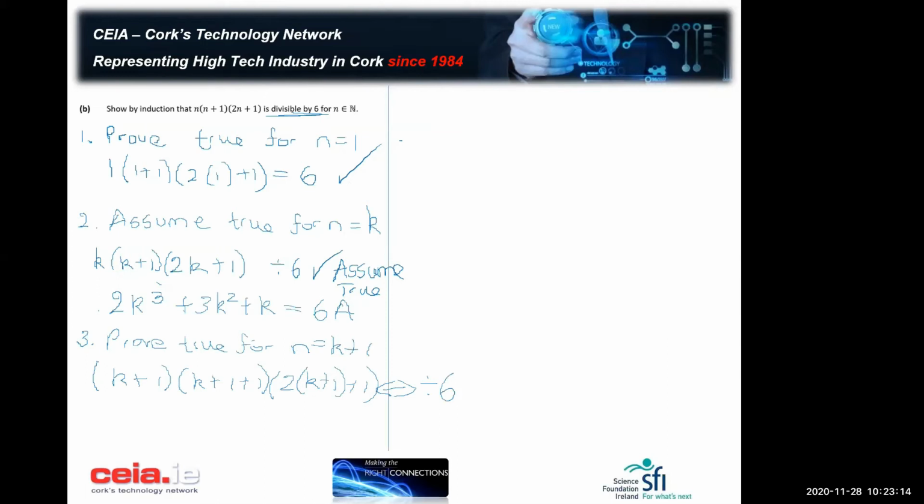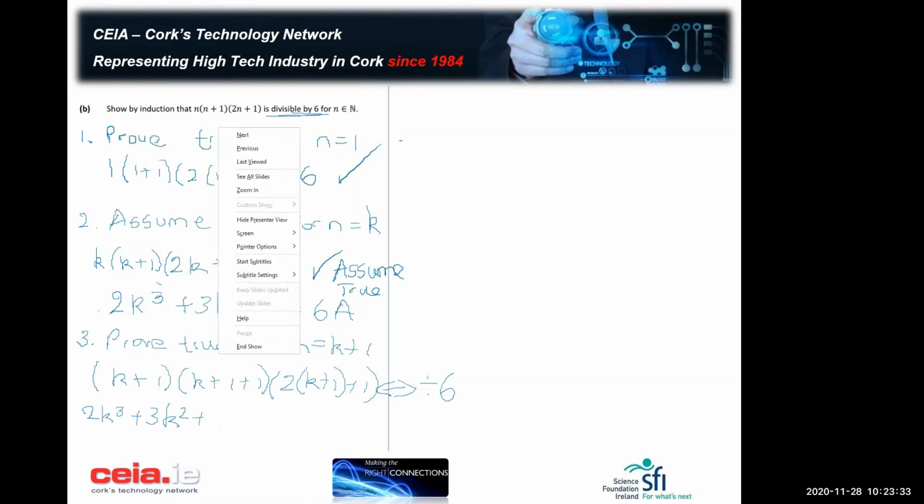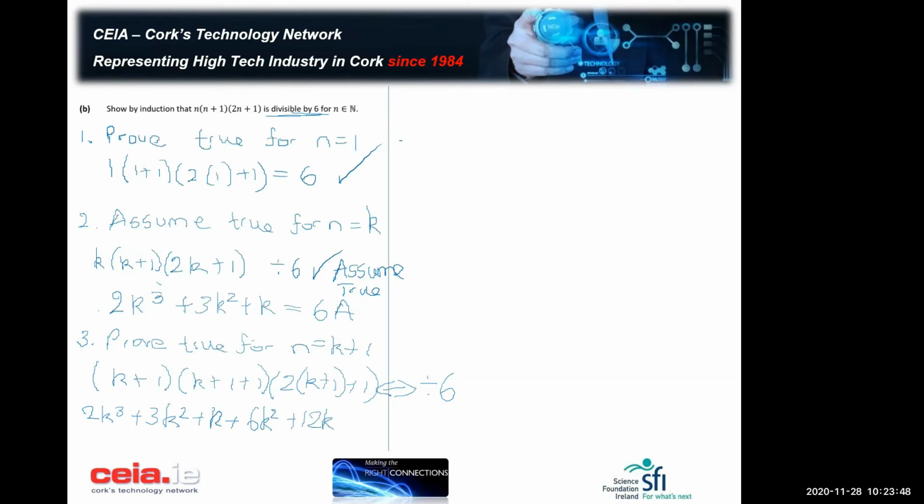So how do we do that? First of all, we multiply it out and see what we get. And we get 2k cubed plus 3k squared plus k plus 6k squared plus 12k plus 6.